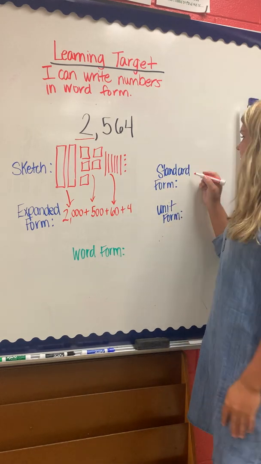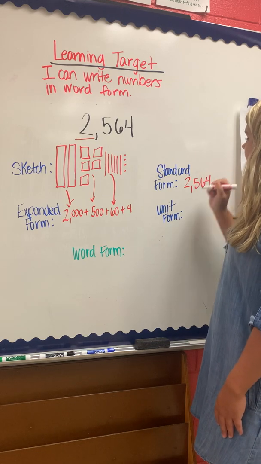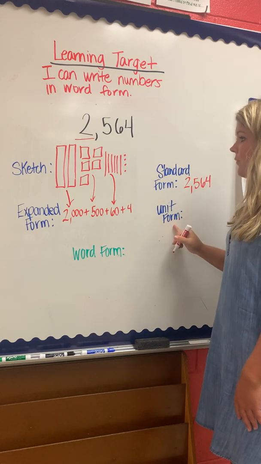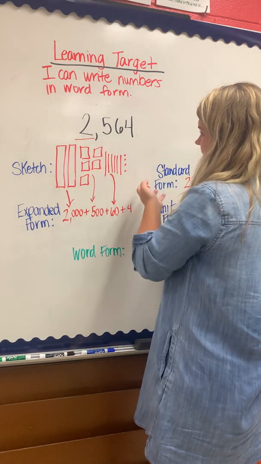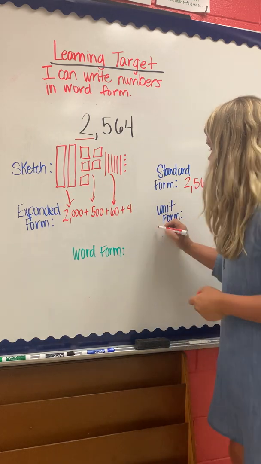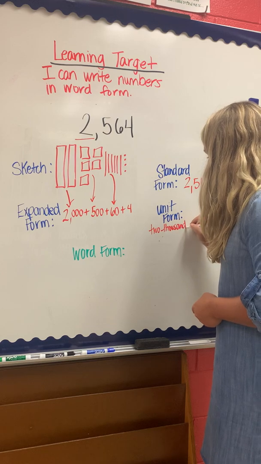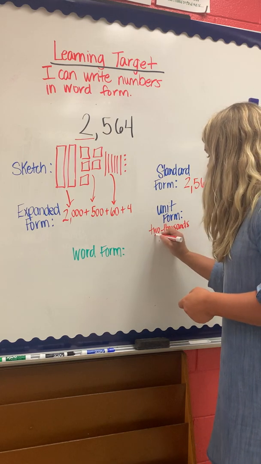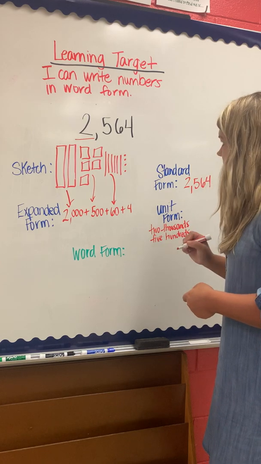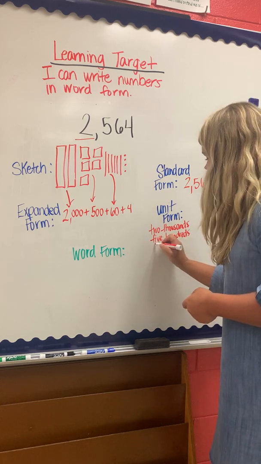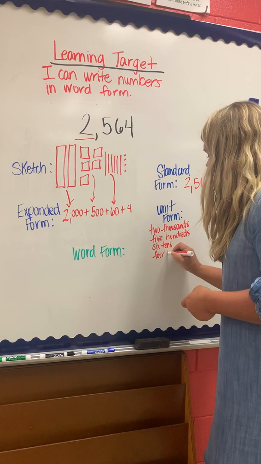Well, easy peasy, lemon squeezy, it's right there, 2,564. Now, looking at the unit form, we're just telling how many of those pieces are in each place. Are you ready? We have 2 thousands, so I'm gonna write 2 thousands. We have 5 hundreds. We have 6 tens, and we have 4 ones.